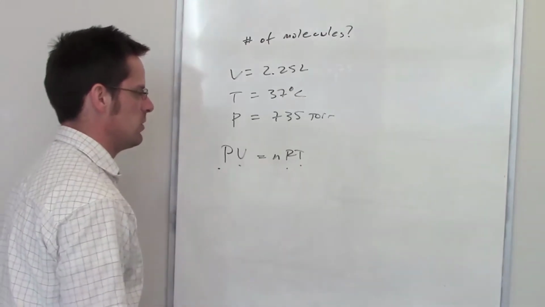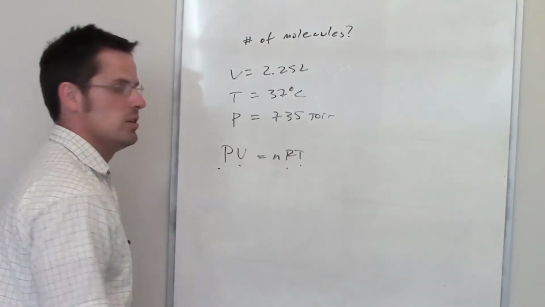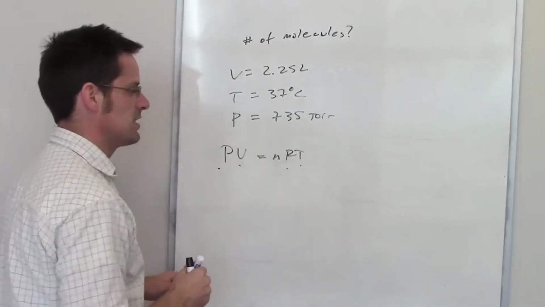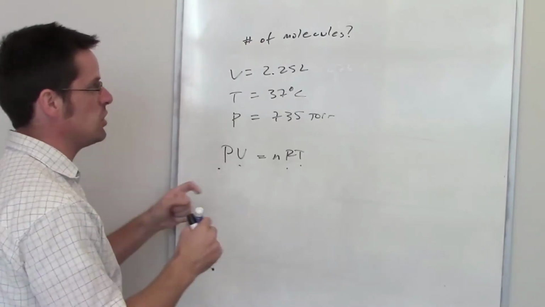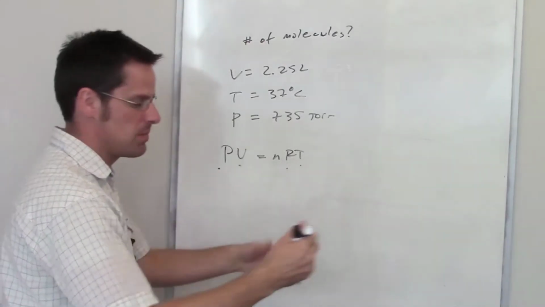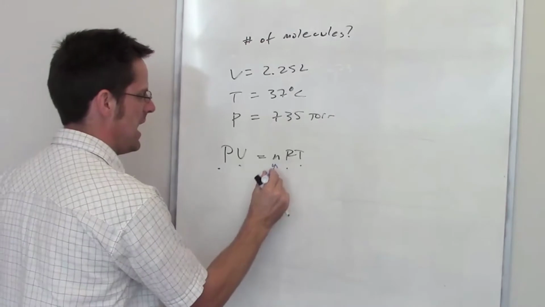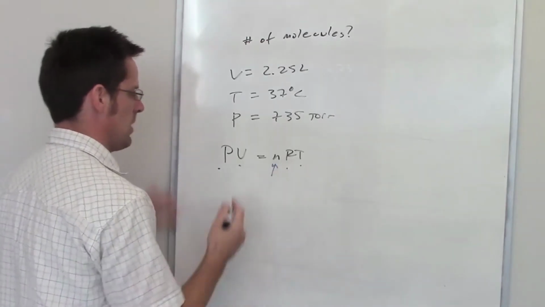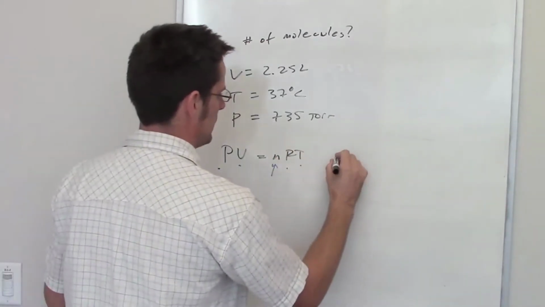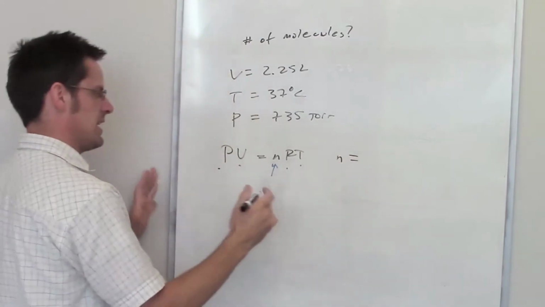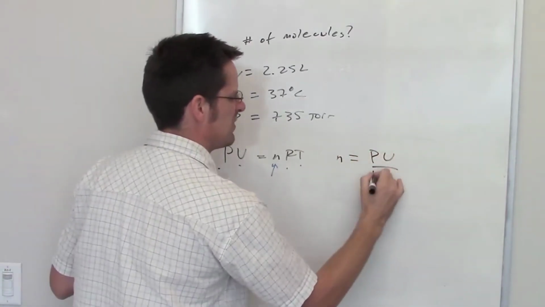Is number of molecules embedded anywhere in this? No, it's not. But is there anything in this that I can use to eventually obtain number of molecules? Yes, there is. It's n, which is number of moles. So I'm going to rearrange this algebraically to put moles on one side and everything else on the other. Moles equals PV divided by RT.